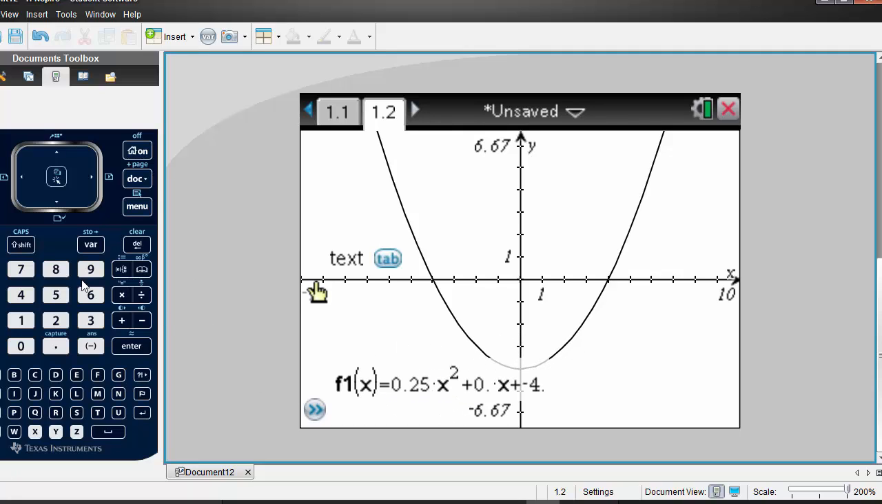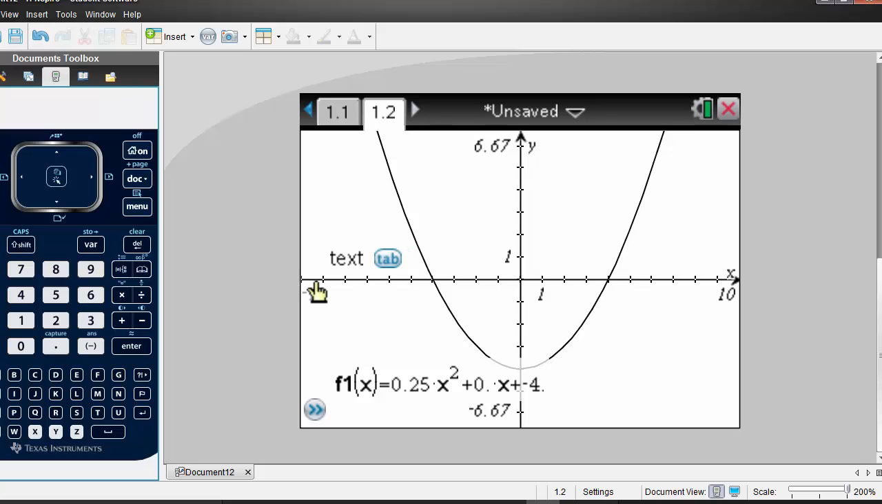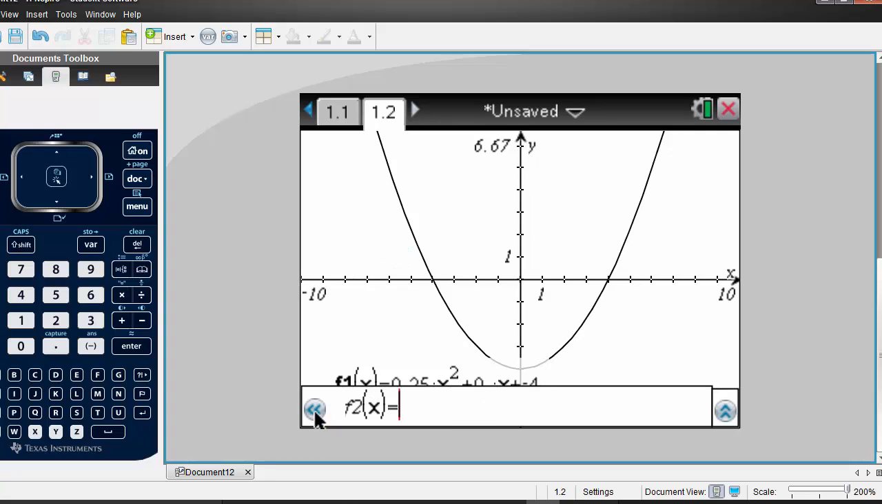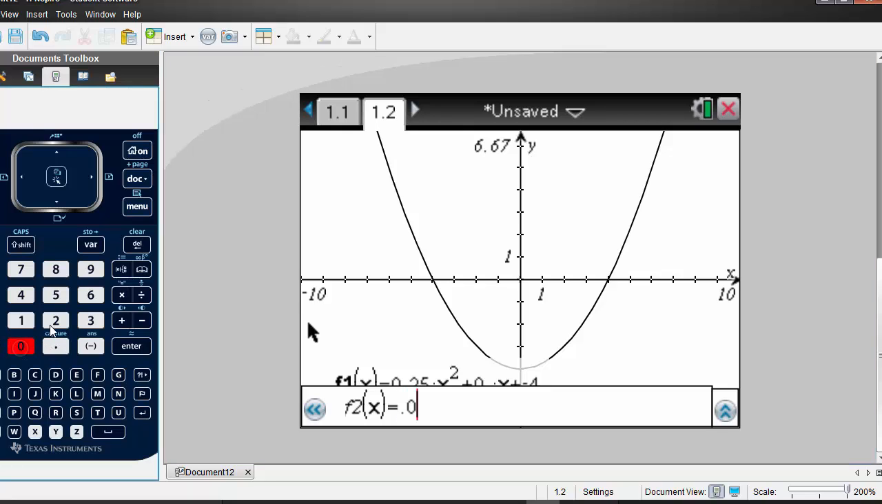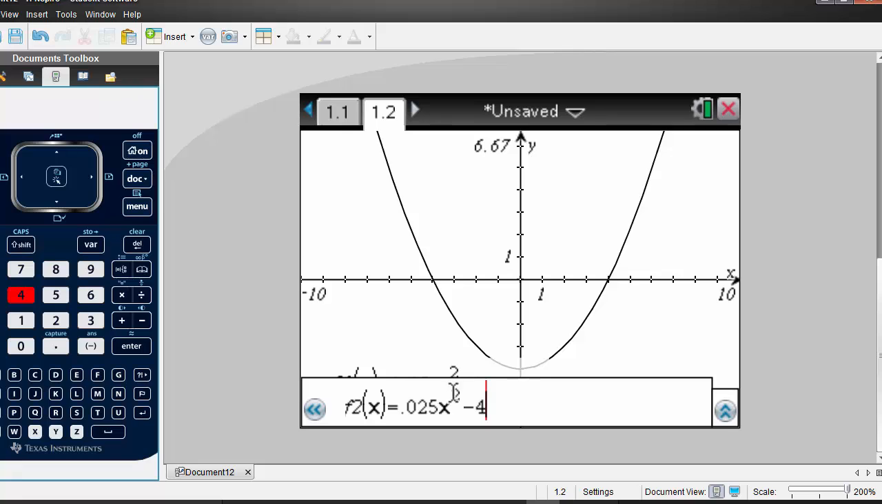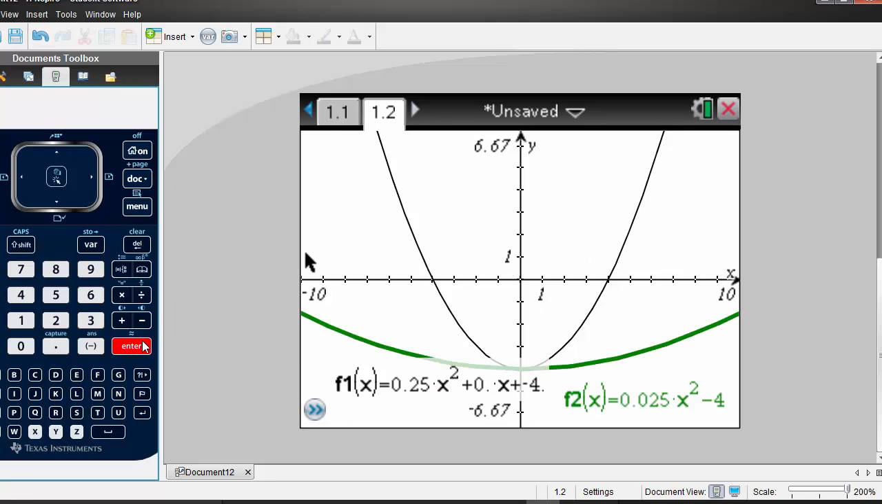Let's go ahead and do another graph though. Hit Tab. I'm going to graph that function they gave me for that answer. So 0.025 x squared minus 4. If this answer is correct for part D, then I should see just a different graph on the same thing. Okay, let's take a look at that. Oh, I made a mistake.